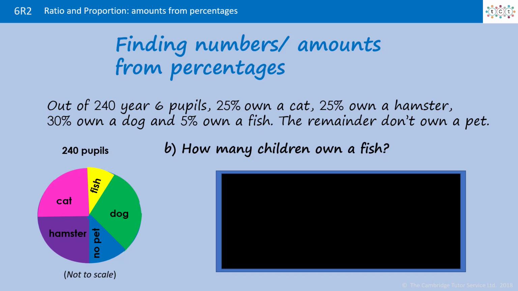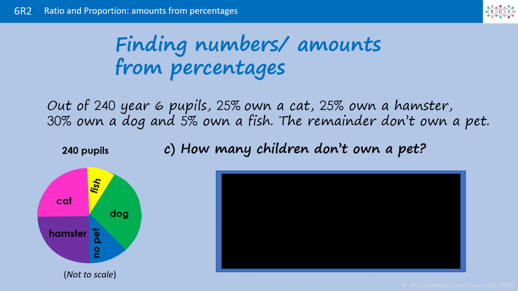B. How many children own a fish? This time we have 5% of 240. Remember how to find 10%, which was 24. Divide that by 2 to give you half, which is 5%, and that's 12. 12 children out of 240 represents 5%.